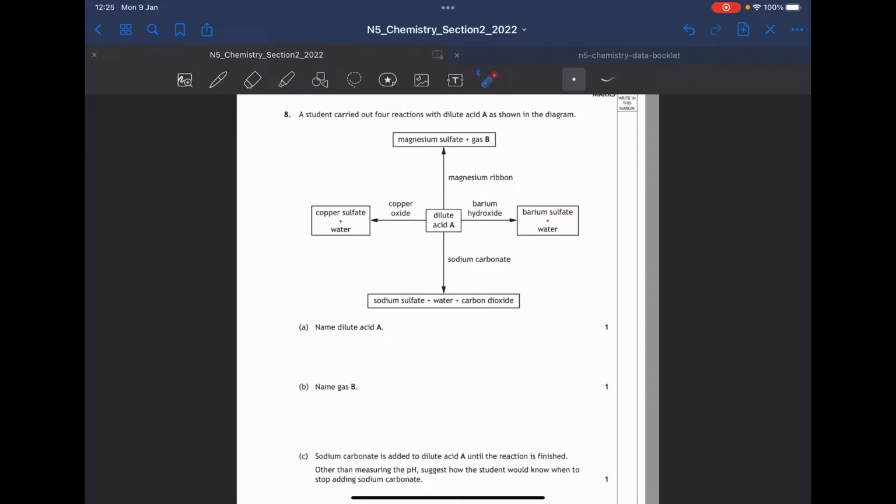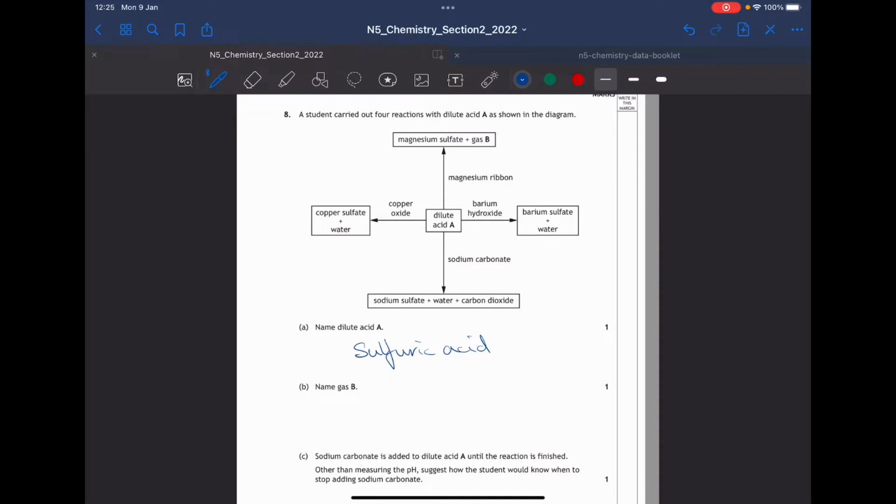And hopefully you know that the name ending of a salt, so copper sulfate, barium sulfate, magnesium sulfate, sodium sulfate, these are all salts, and the end of the salt name always comes from the acid. So if your salt name ends in sulfate, you must have used sulfuric acid. If the salt name ended in nitrate, it would be nitric acid. If it ended in carbonate, it would be carbonic acid. If it ends in chloride, it's hydrochloric acid.